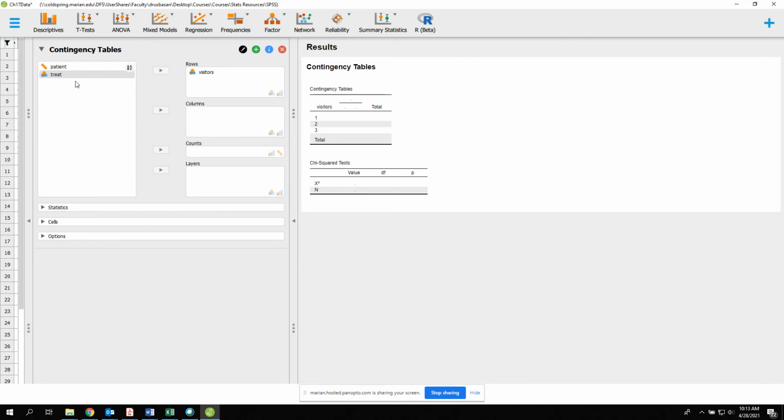And you can put visitors over by row. You can put treatment over by column. And so what do you got going on here? This is the actual numbers. So this is basically just putting this in a little table for you.